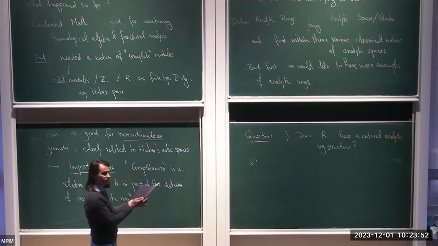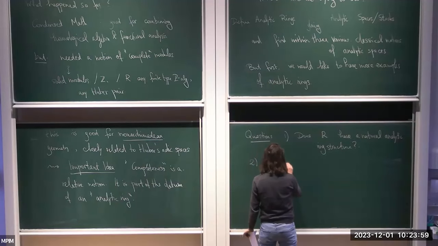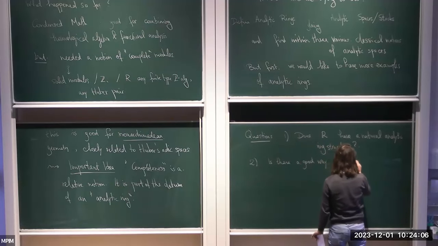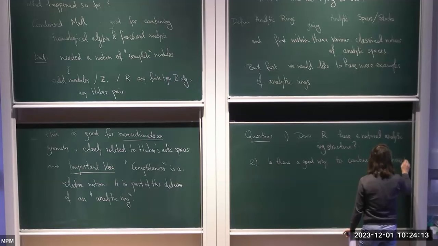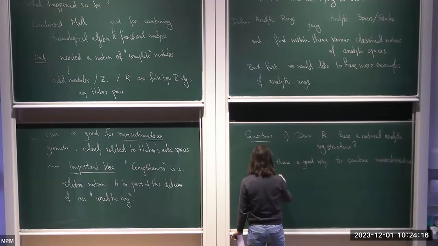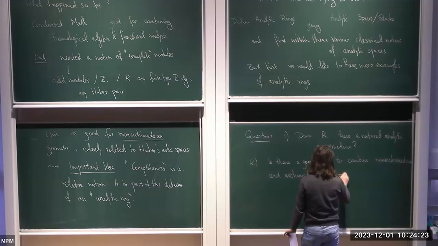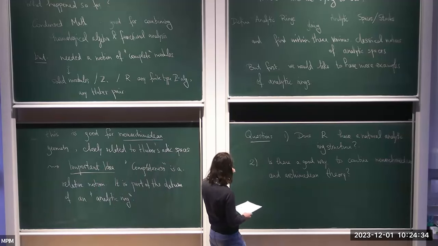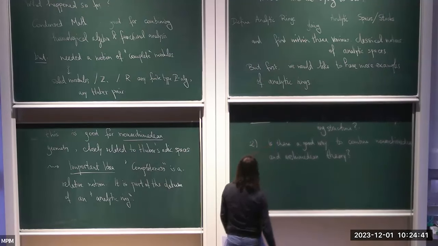And then there's a question whether there's a meaningful way to combine the two settings. So is there a good way to somehow combine the non-Archimedean and the Archimedean? And there might be several different ways of how one might try to start to think about this. I want to develop one way with the following example really in mind.